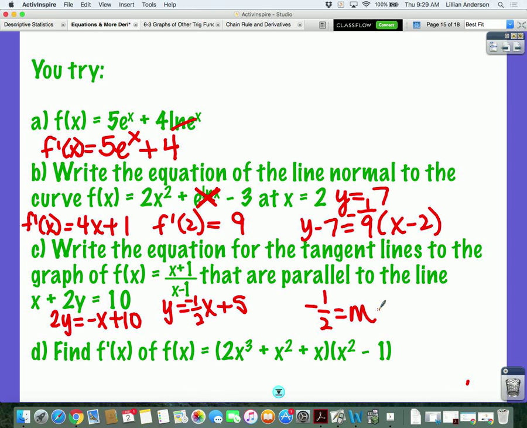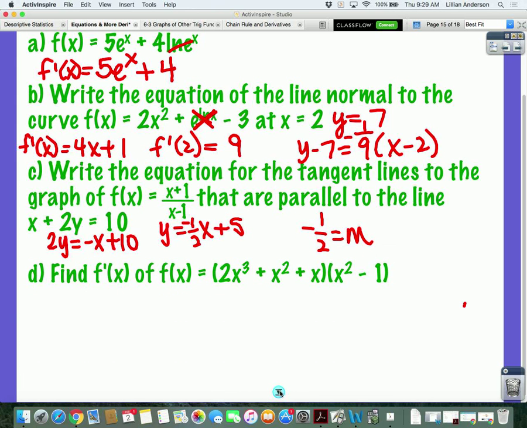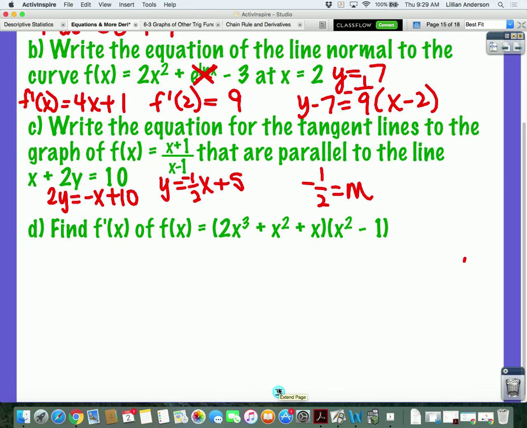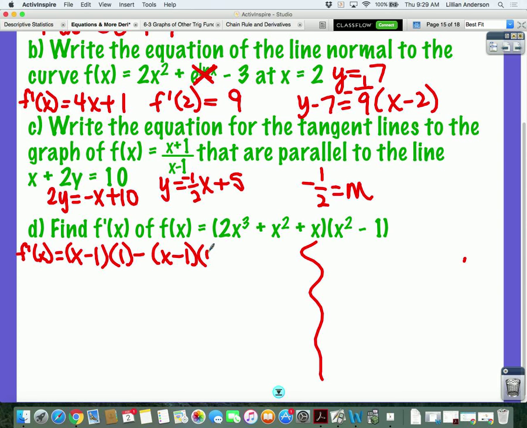So derivative of that function means you have to use what rule? Quotient. And I'm going to swing down here to do this. So I'm going to have low d high, minus high d low, all over low low. So then this is nothing but x minus 1 minus x plus 1.